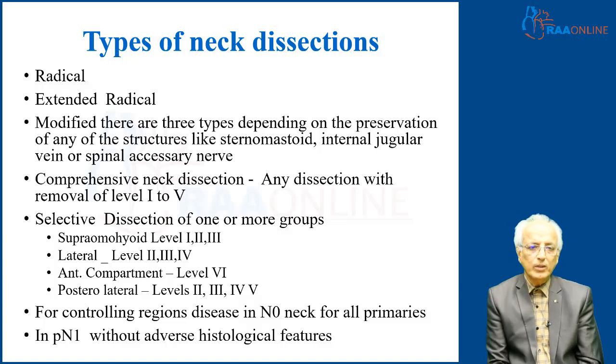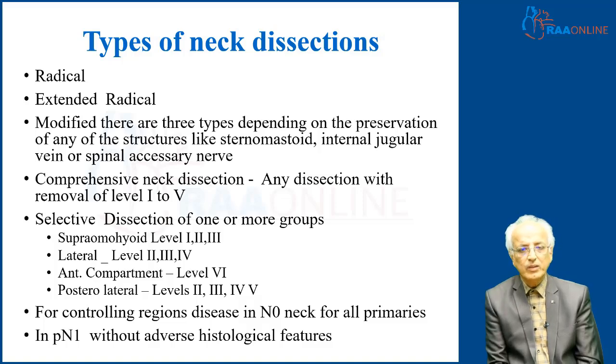Then came a comprehensive neck dissection. Any dissection with the removal of level 1 to 5 is considered comprehensive neck dissection. Then there was a collection called selective dissection of 1 or 2 groups. Suprahyoid, level 1, 2 and 3, are called a selective group of dissection.